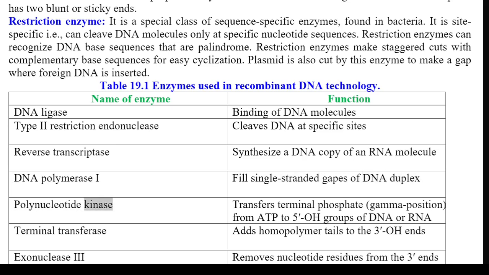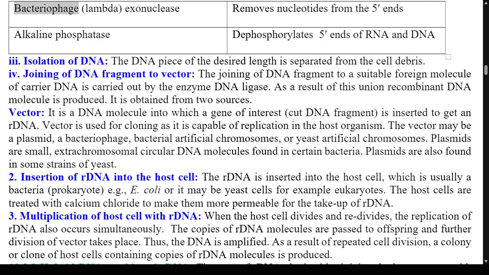Polynucleotide kinase: transfers terminal phosphate, gamma position, from ATP to 5' groups of DNA or RNA. Terminal transferase: adds homopolymer tails to the 3' ends. Exonuclease 3: removes nucleotide residues from the 3' ends. Bacteriophage lambda exonuclease: removes nucleotides from the 5' ends. Alkaline phosphatase: dephosphorylates 5' ends of RNA and DNA.